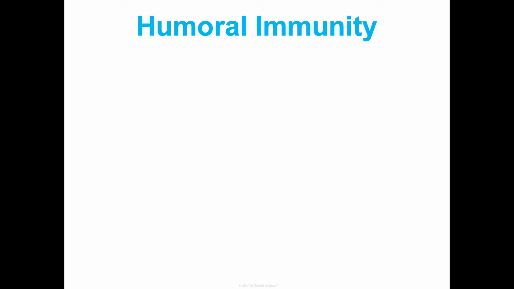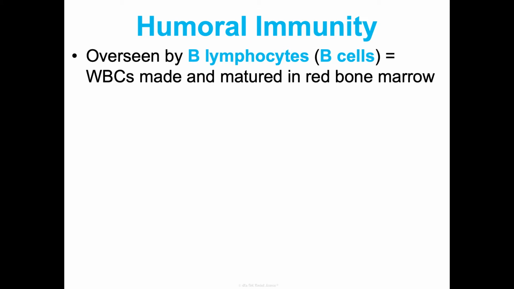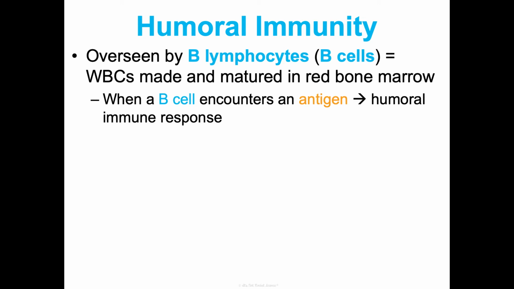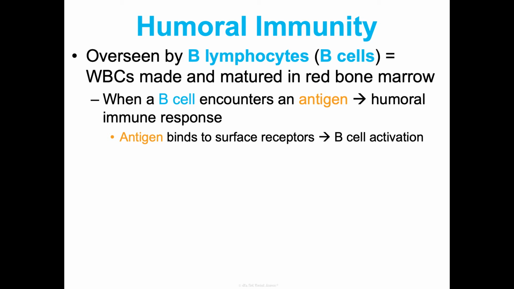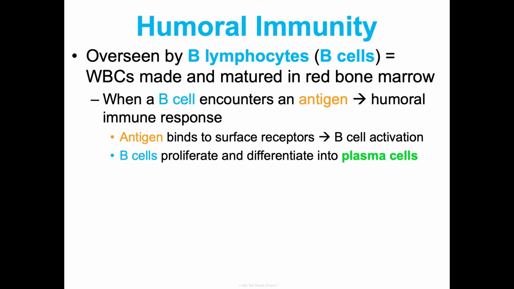So, humoral immunity, overseen by the B lymphocytes or your B cells. These are white blood cells. They are made and matured in your red bone marrow, which we mentioned in concept 2. When a B cell encounters an antigen, so again, something it sees as foreign, it's going to cause a humoral immune response. So the antigen is going to bind to surface receptors, and that's going to cause the B cell to be activated. And then B cells are going to proliferate and differentiate into either plasma cells or memory cells.